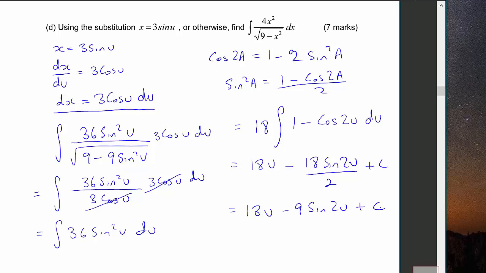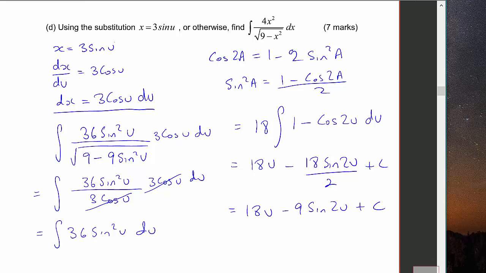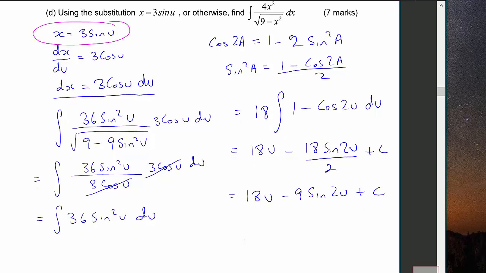Okay, so I'm just going to change colour actually for this next bit. So we know that x is 3 sine u. So I know I've got another page to work on, but I want to keep this all in sight here. So that means that sine u equals x over 3. So our u is going to be the inverse sine of x over 3. So that bit's pretty straightforward. So this one is going to be 18 inverse sine x over 3.